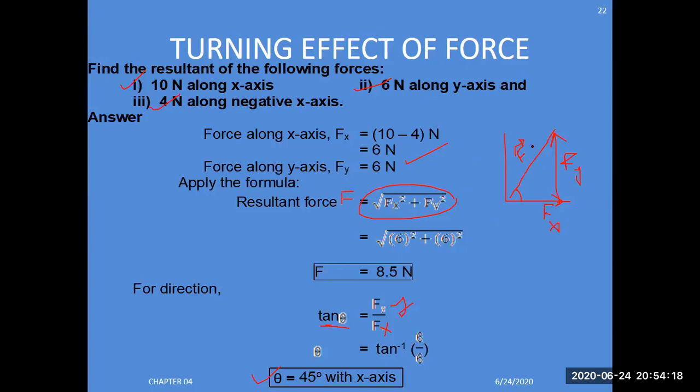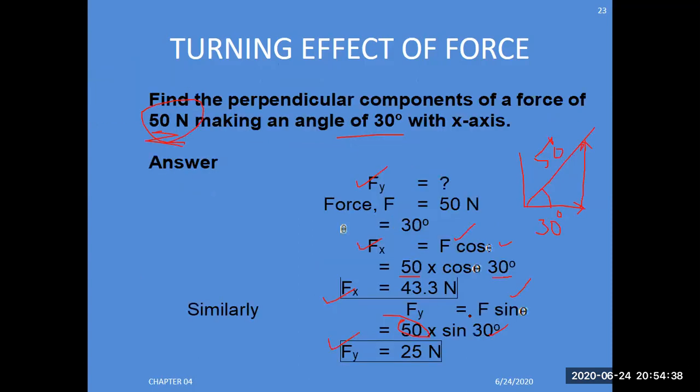If you are asked to calculate the direction of that force in any case, then this is the formula: Fy divided by Fx. You will be given the Fy component and the Fx component of the force, then you will be able to calculate the angle using tangent inverse of the ratio between the two. Then the next one, we have calculated in the turning effect of the force chapter. If you are given some force and its magnitude, and you are asked to calculate horizontal and vertical components, then it will be easier for you to calculate.